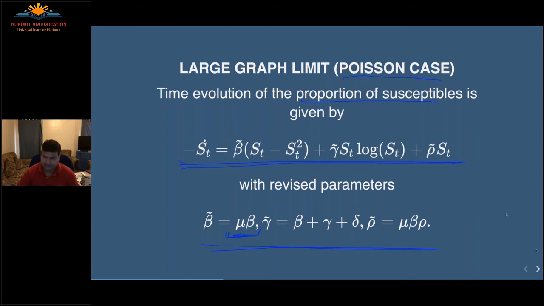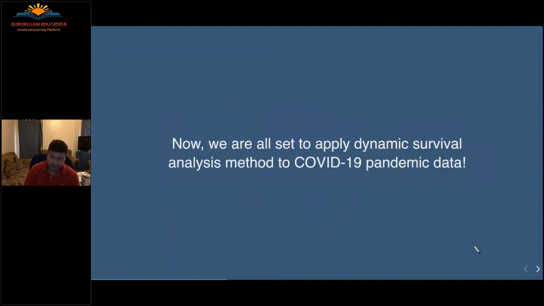Okay, so let's move on. Okay, so now we have the mathematical pieces in place, and let's try and apply this method to COVID-19 pandemic data. We actually applied this to the US data, to India, to South Korea, and many other places, and did plenty of analysis with it. But I'll show you one particular case study that we did for the state government of Ohio.